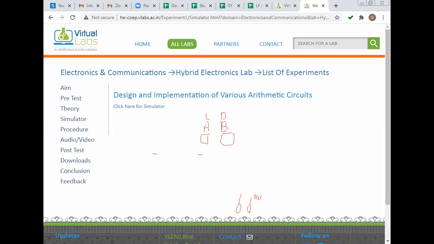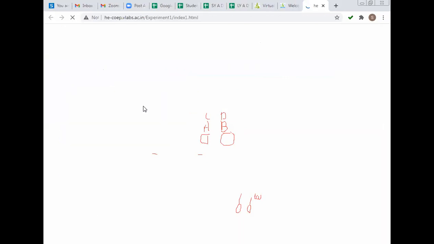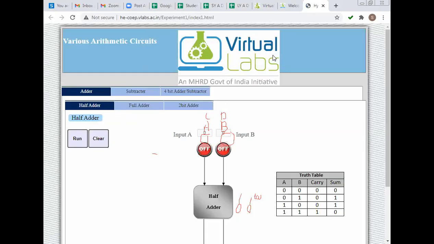Which are the different arithmetic circuits? Adder, subtractor, multiplexer and divider. So first check full adder and half adder. Click here for the simulator. Then click half adder. So what is the condition for half adder? What is the truth table for half adder?